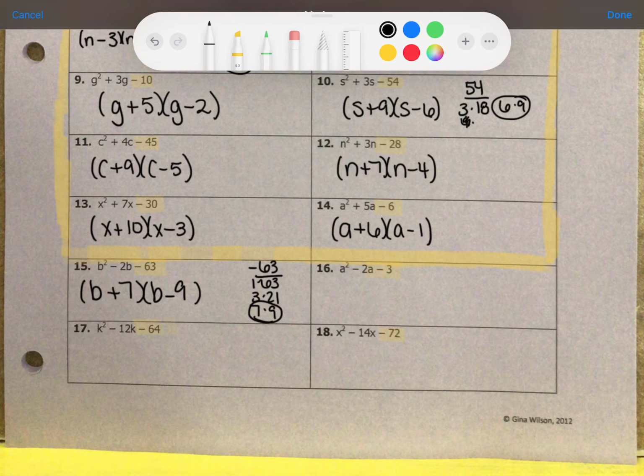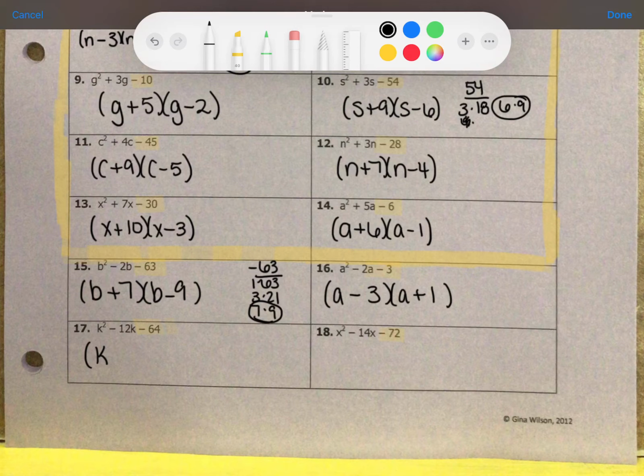So go ahead and try 16, 17, and 18. You do them the same way. You just have to make sure that your two numbers will add correctly to the middle number. So pause the video and give it a try. This would be a negative 3 and positive 1, that multiplies to negative 3, and that adds to negative 2, so that's correct.